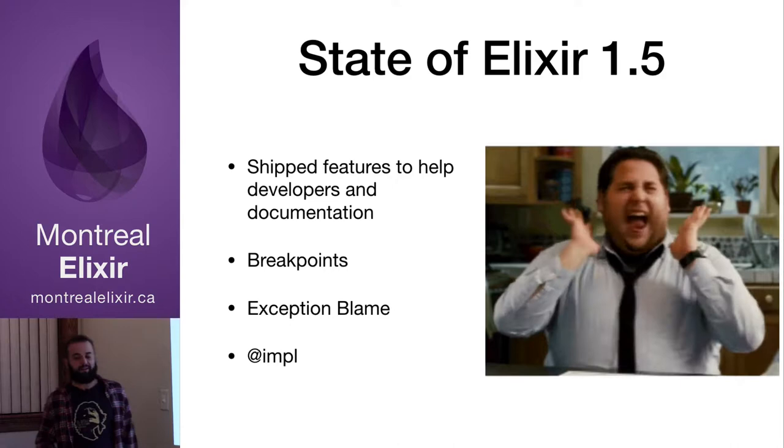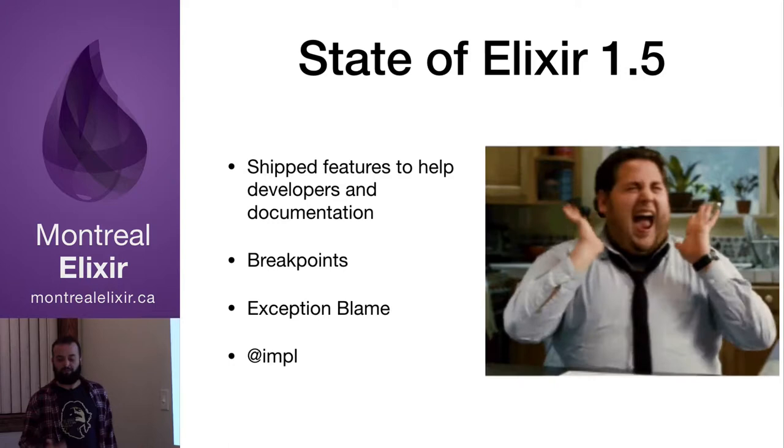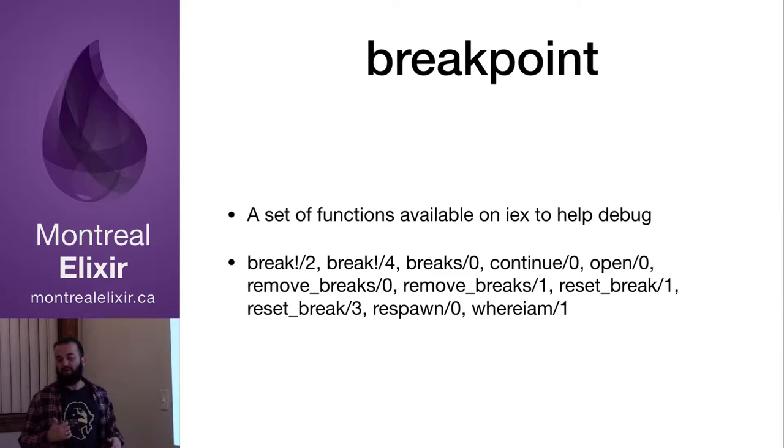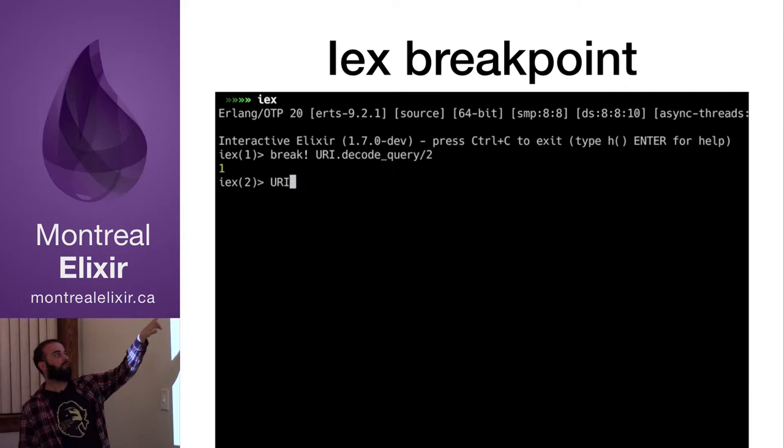It shipped with a lot of features just to make the life of the developer easier: breakpoints in the shell, exception blame, and also @impl. Before, with breakpoints, we had to explicitly put a breakpoint into the code and stop there. Now, in the shell, when you're debugging your code, you can just call one of those functions and you have a breakpoint there. That's one example of how that works. I want to put a breakpoint in the function called code query. When I call that function, the breakpoint stops right on the execution. I can ask where I am, and also I can open the editor to edit the code that I'm actually trying to debug.